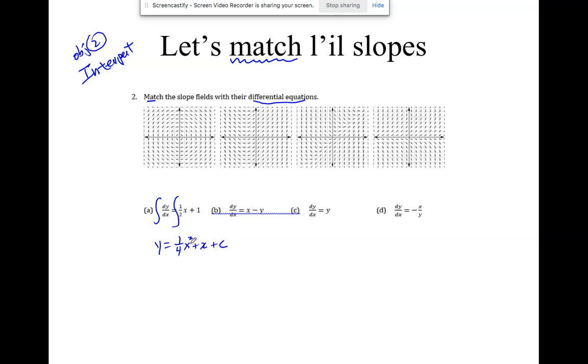Right? Power up, divide by the power up. Which one of those graphs looks like 1/4 x squared plus x plus some constant? Right? Do you see a parabolic shape in any of those? Maybe this one? Right? You see kind of a wide parabola in there?